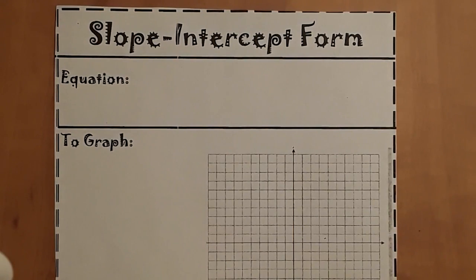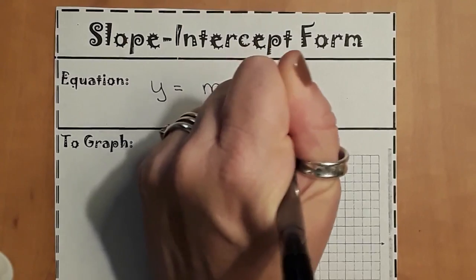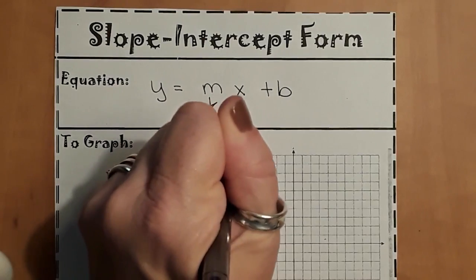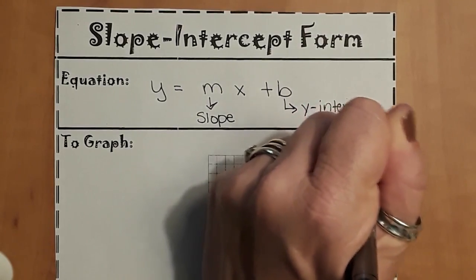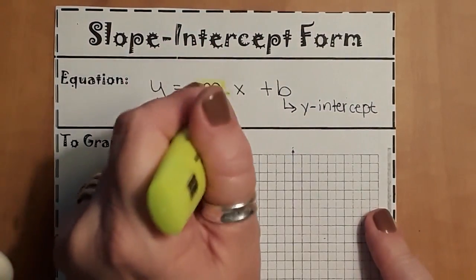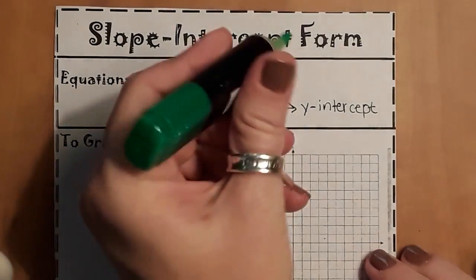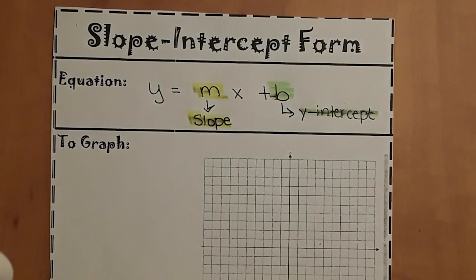Okay, slope-intercept form. Our equation is y equals mx plus b, where m is our slope and the b is our y-intercept. Taking those highlighters that I discussed that you needed, you're going to highlight every time we talk about your slope. It's going to be one certain color. In my case, I have yellow, so my slope is going to be yellow. My b, my y-intercept, is going to be green. Okay? This fits.